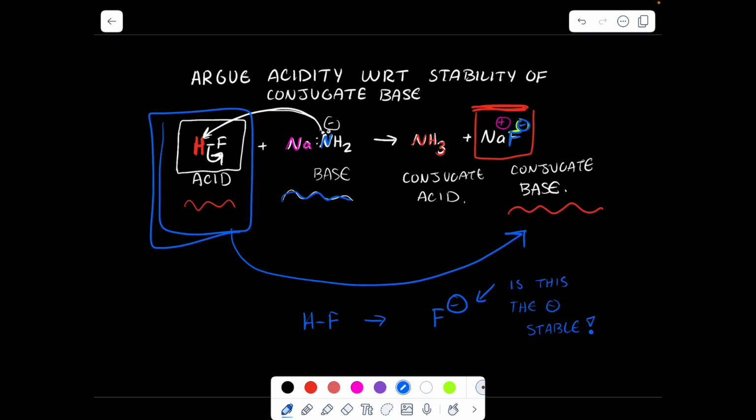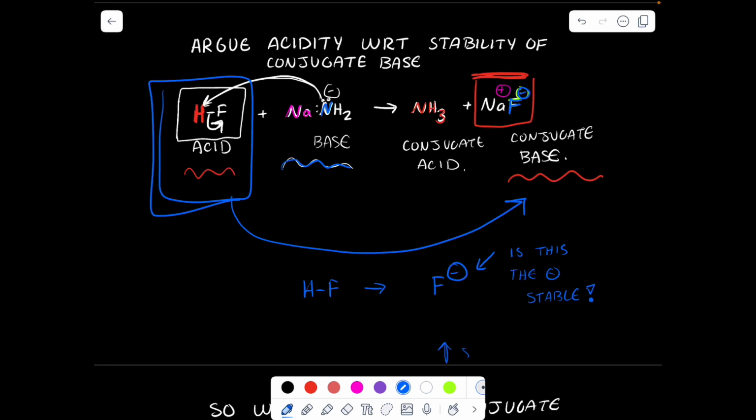And if it is stable, if you increase the stability of the conjugate base, this is going to decrease the pKa of the acid and increase the acidity. So that would mean that if F minus, and I'm not saying it is very stable, we're going to go over what determines if a conjugate base is stable or not, but if F minus was very stable, this would mean that the hydrogen on the left-hand side of the reaction would be very acidic.